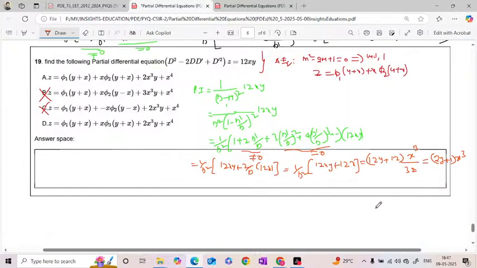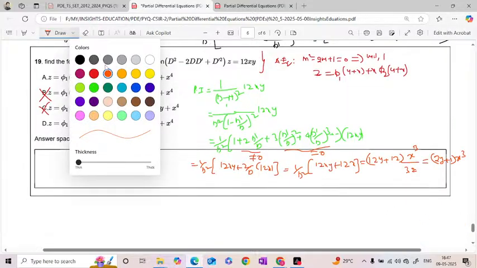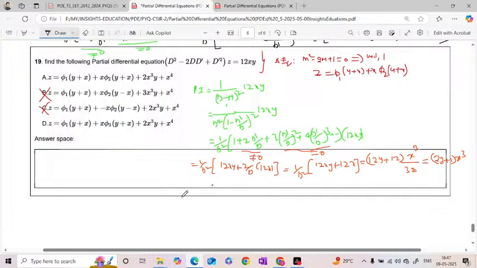And in the same way we can solve it another way, by separating 1 by d dash whole square of 12xy. After separating 1 by d dash square, 1 minus d by d dash. So here we will get the same type of result, 2x plus 1 into y cube. That is the option.